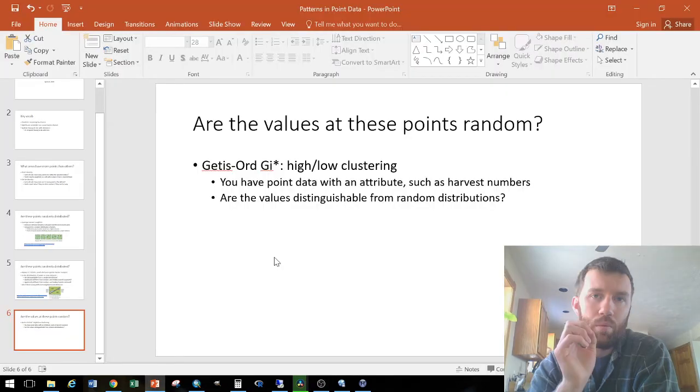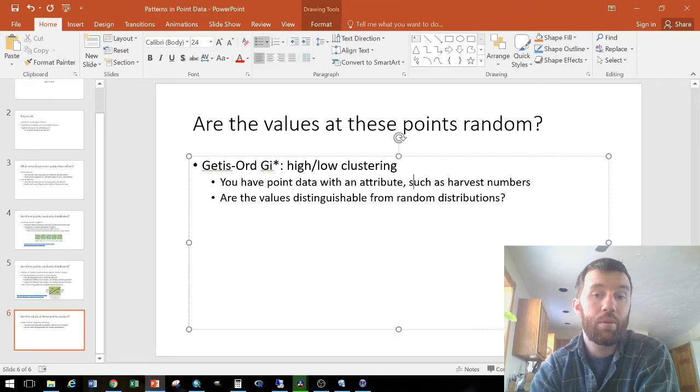It is asking, given that these values exist at these points, and these points are located wherever your point data happen to be, are the attribute values that you actually find at these locations different from what you would expect if they were randomly distributed amongst those same points? So you have point data with an attribute, could be deer harvest numbers, could be moose surveyed, could be population density is what we're working with now.